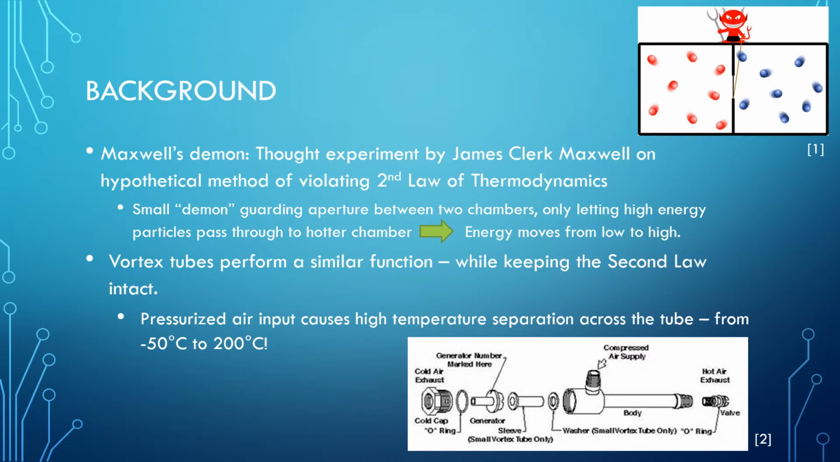And that can allow temperatures from negative 50 degrees C at the cold end to 200 C at the hot end. And just looking over some structural stuff at the bottom here, you can see these three main parts, which are the generator, the compressed air supply in the body, and the hot air exhaust valve. So the generator is the most tricky part. It turns this single compressed air supply into 6 tangential inputs into this vortex tube.